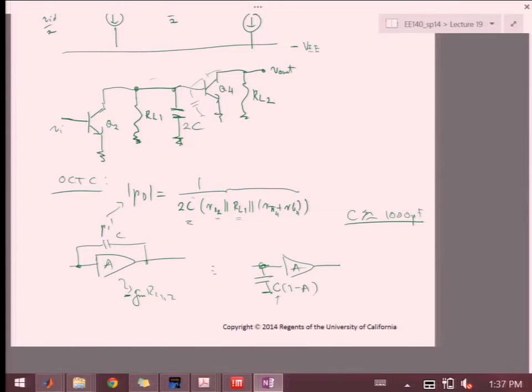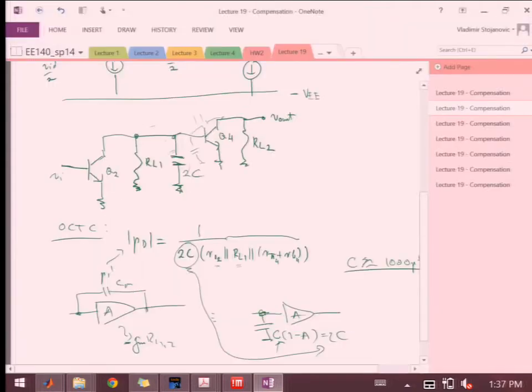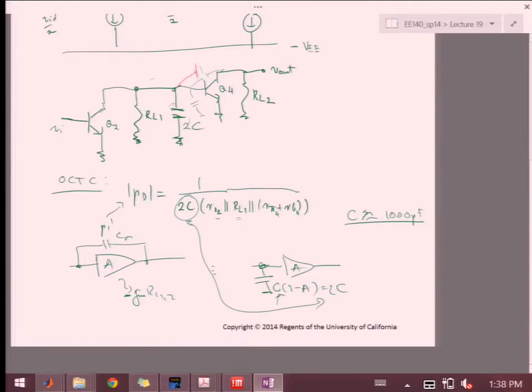So we could call this CM, for Miller, and then this will be the 2C that we wanted to use in this case over here, right? But in that case, we don't want to put 2C over here. We would put it over here. So this would be CM that we put in instead of this capacitor over here, right?